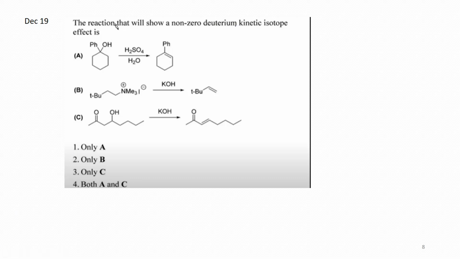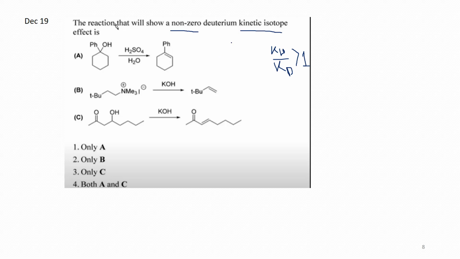That's why a substrate having a CH bond reacts faster than one having a CD bond. So in the case of the primary kinetic isotope effect, kH, the rate of the hydrogenated compound, is greater than kD, that of the deuterated compound. Here they haven't mentioned that it is a primary kinetic isotope effect, but they have mentioned that it is a non-zero kinetic isotope effect. That means it will have a primary kinetic isotope effect.